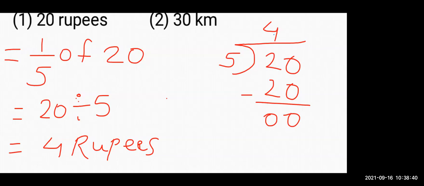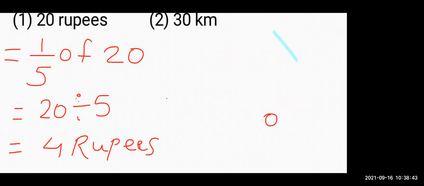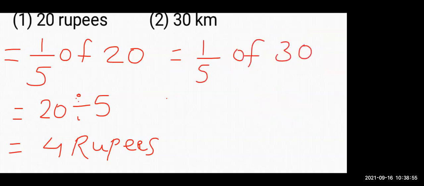Same thing we will do for the second one also. The second sum is given 30 kilometer. Now 30 kilometer means it is 1/5 of 30. 1/5 of 30 is what we are going to find out. So 30 should be divided by 5. Now if we divide 30 by 5, what will be the answer? Now you tell me, I'm not going to do the division here. What will be the answer if 30 is divided by 5?